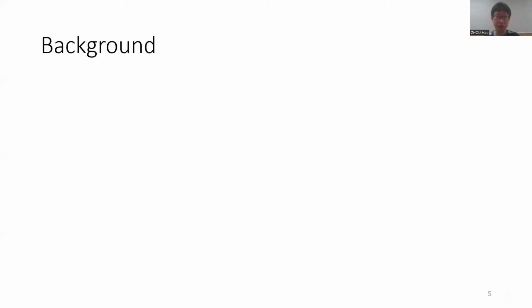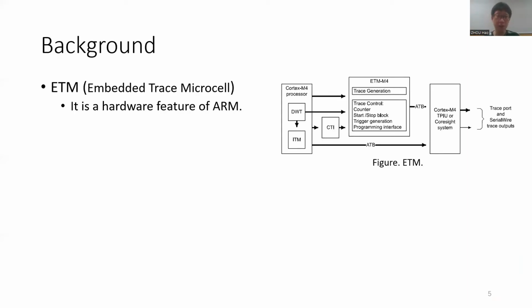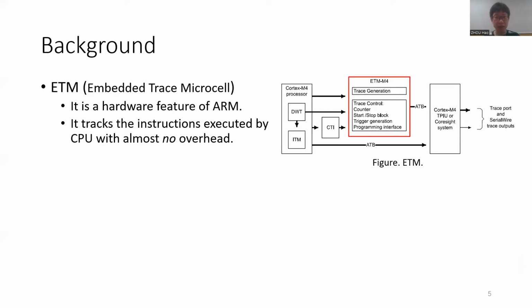Here I will introduce the background about the hardware feature and the kernel component used by NCScope. NCScope exploits the embedded trace macrocell, short for ETM, a hardware feature of the ARM platform, to collect executed ARM instructions of the app running on a real device. ETM tracks instructions executed by the CPU via monitoring instruction buses with almost no overhead, and then outputs them as an ETM stream.